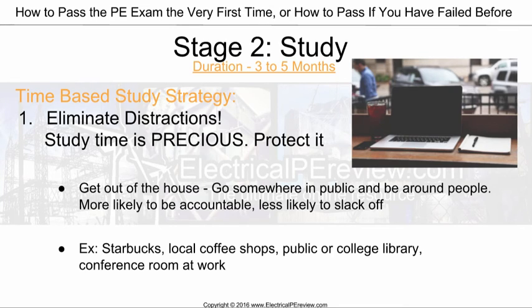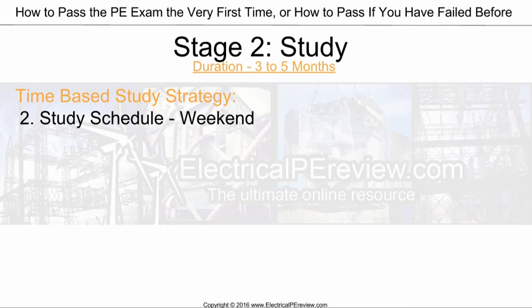Examples of this: Starbucks is great, local coffee shops, right? Plenty of caffeine. Public or college libraries are also great because people there are usually only there if they need to be and if they're there to study. A conference room at work is a fantastic example. If you're hanging out after work to study, don't be afraid of taking up that conference room, because it's going to put you in view of other people and it's going to help you take advantage of that social pressure that we can leverage to make ourselves more productive.